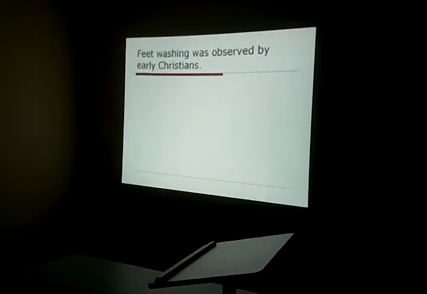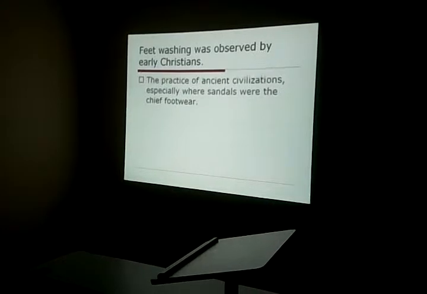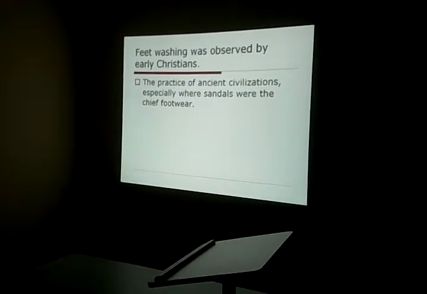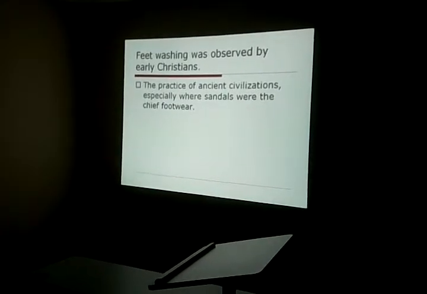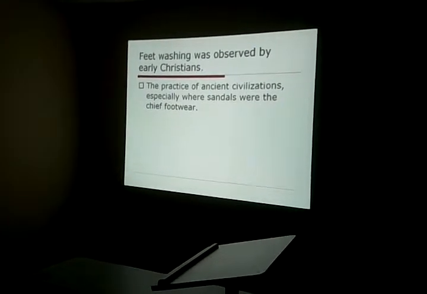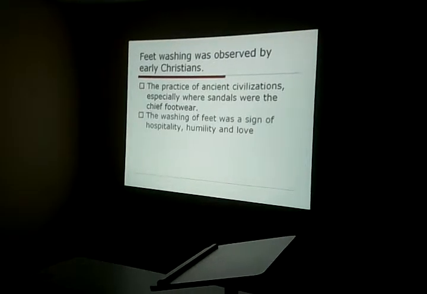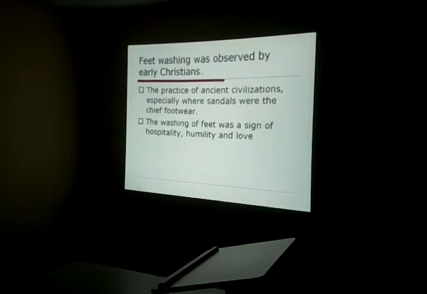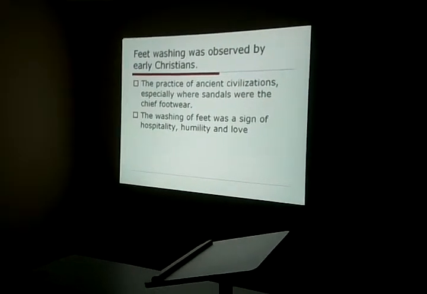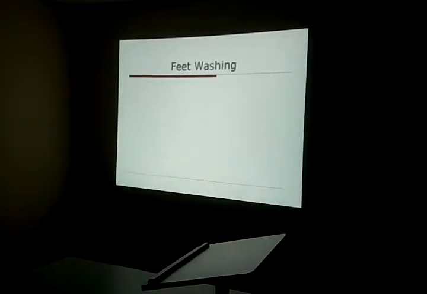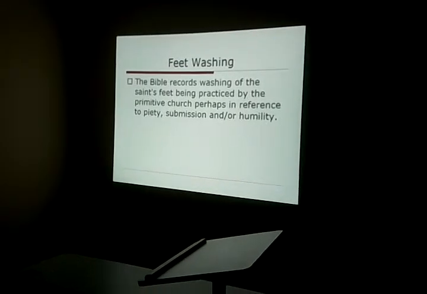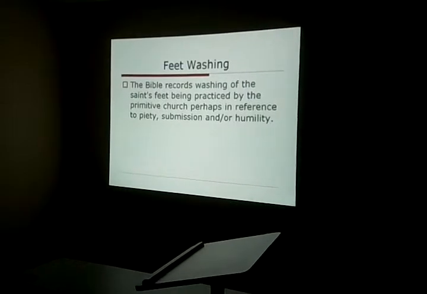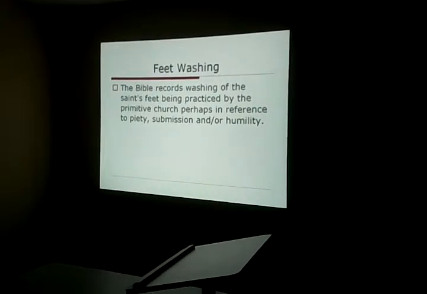Foot washing was observed by the early Christians, dating back into the book of Genesis. As people traveled, they wore sandals, and because of wearing sandals and traveling great distances, their feet got dirty and dusty. So foot washing was a sign of hospitality, a sign of humility, and a sign of love. We also know that foot washing, as recorded in the Bible, was used by the saints, and it was used by the primitive churches in ancient times.